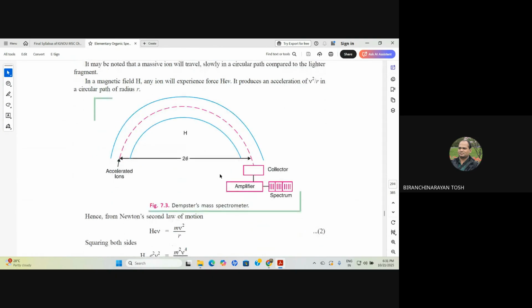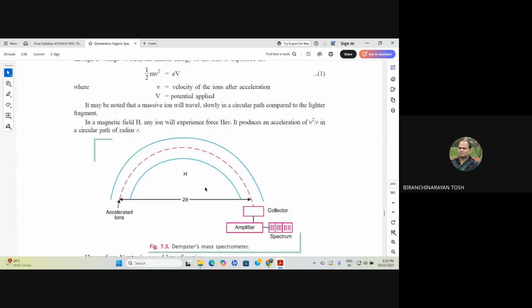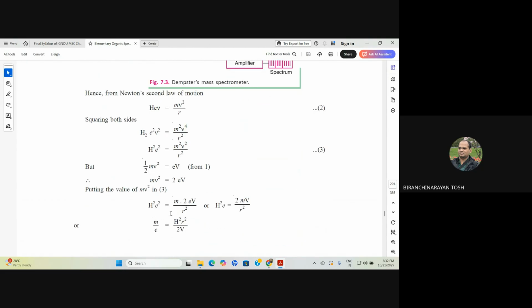So H e v equal to mv square by r. Or if you square, then it will be H square e square v square equal to m square v to the power 4 by r square. And we know here half mv square equal to eV, so mv square will be equal to twice eV. Putting this for m square v to the power 4, finally we will get H square e square equal to twice m e V by r square. One e will cancel, so H square e equal to 2mV by r square, or m by e, mass to charge ratio, m by e equal to H square r square by twice V.